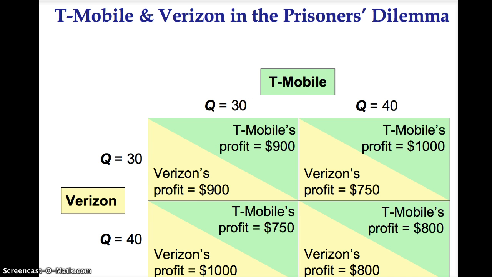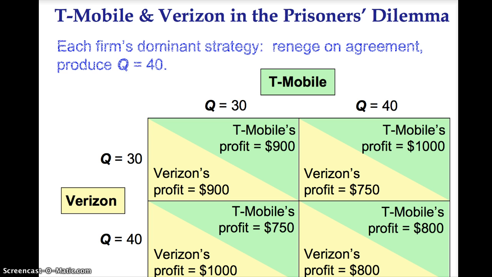You can take a few minutes to pause the lecture and review the payoffs. You will find that each firm's dominant strategy is to renege on the agreement and produce a quantity of 40.